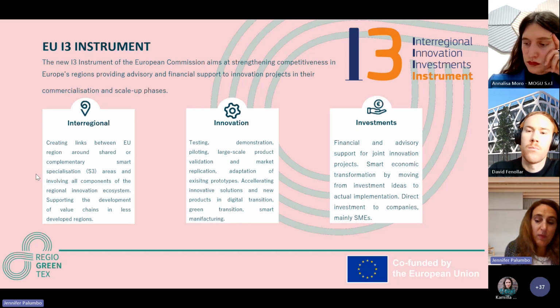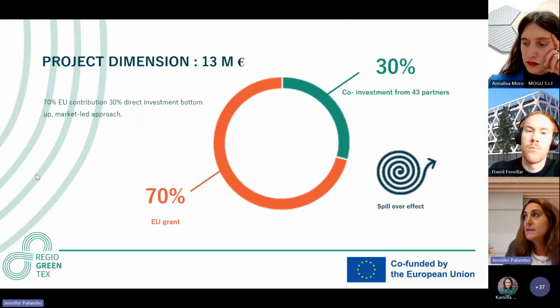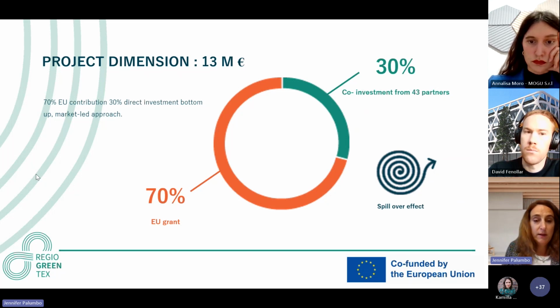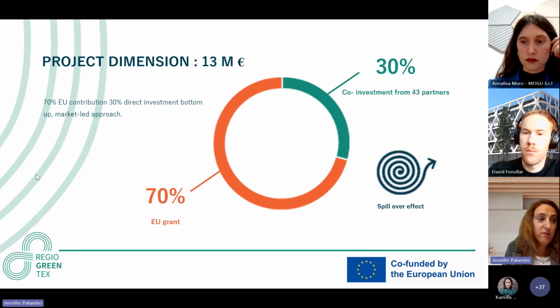Of course, the project, as you see in the next slide, requires investment from the partners, since it's only 70% co-funded, and it's a 13 million euro project overall. So there is a significant investment from the 43 partners in the project. In addition, we are looking to create a spillover effect where additional investments will be launched during the project lifetime or after. So it's really the idea to launch some initiatives and projects that will continue and move forward.